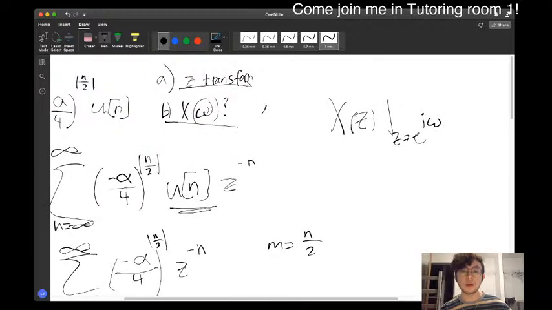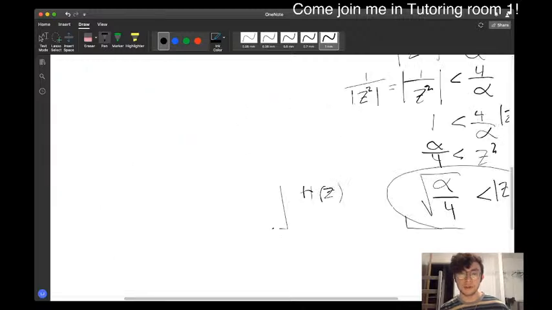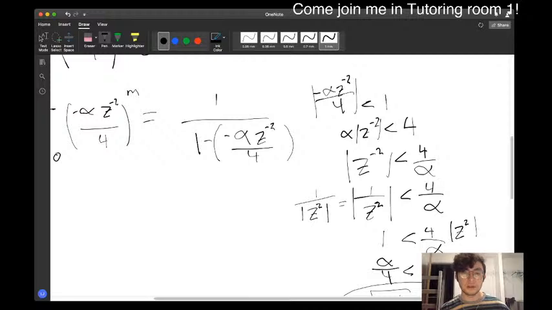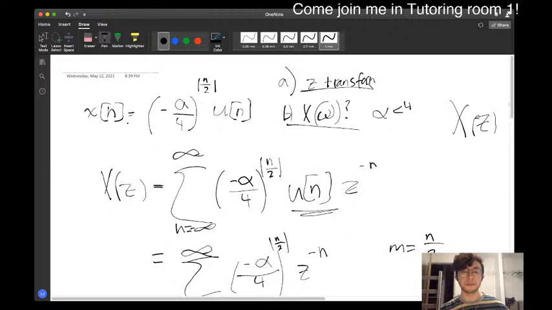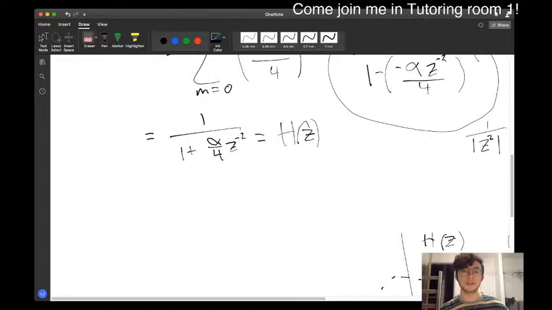So when do we get a Fourier transform? When alpha is less than 4. And what was our z transform? Let me write it a bit cleaner. This is 1 plus alpha over 4 z to the negative 2, with a plus sign. And that's your system H of z, or whatever. Oh wait, we're asking for X of z. That's our name for it, X, not H.